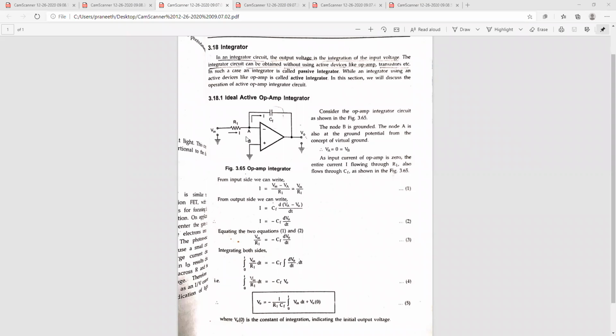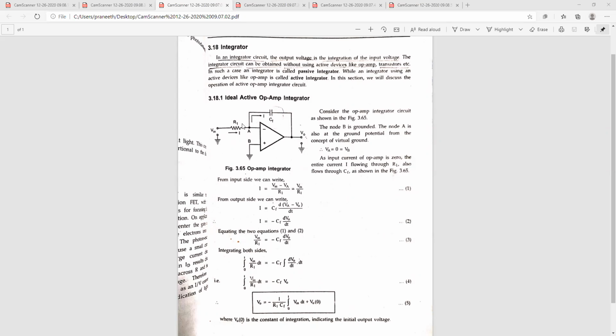Before going to that, let us see the ideal version of the integrator, what its inputs and outputs are, and what the drawbacks of this circuit are. So basically, what is meant by an integrator? Why are we calling this an integrator? It is very obvious that the output will be the integration of the input. This circuit produces the integrated output for whatever input you apply. That's why we call it an integrator.